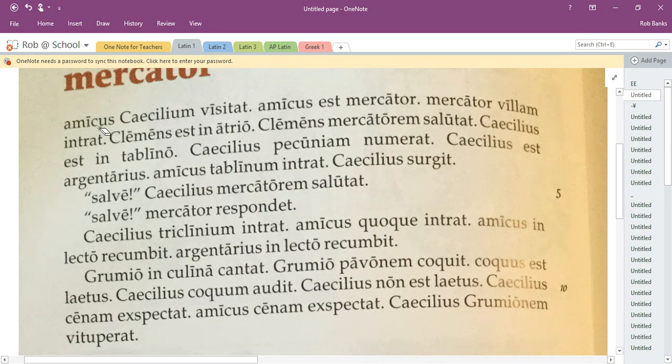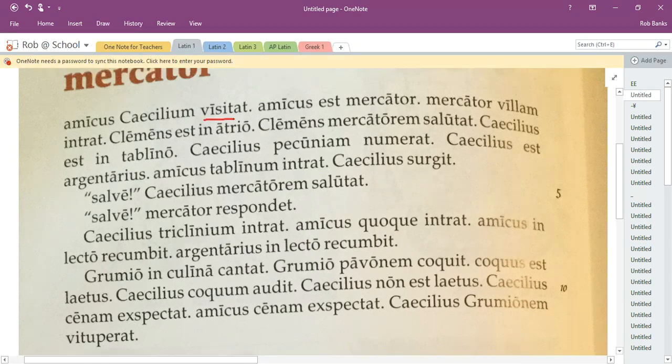Amicus est mercator. Mercator velam intrat. Clemens est in atrio. Clemens mercatorum salutat. Caecilius est in tablino. Caecilius pecuniam numerat. Caecilius est argentarius. Amicus sublinum intrat. Caecilius surgit. All right, so let's start by labeling the verbs.